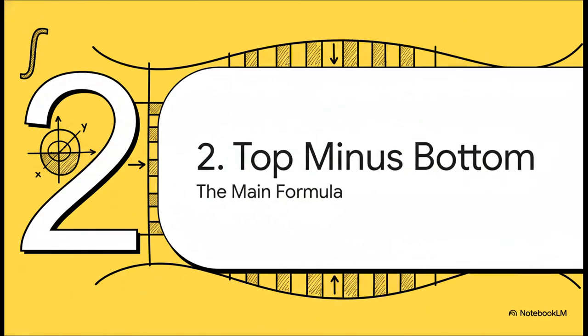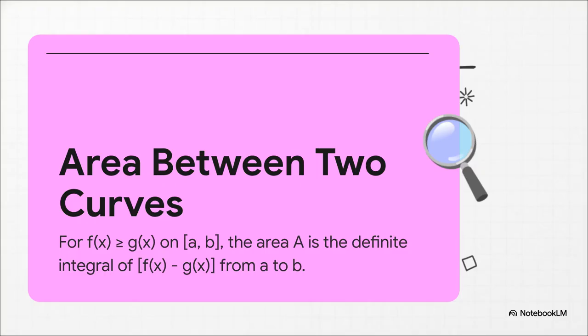And that one simple idea, top minus bottom, that's the key that unlocks the whole thing. It leads us straight to the big, powerful formula for finding the area between any two curves. And here it is. This is what it all boils down to.